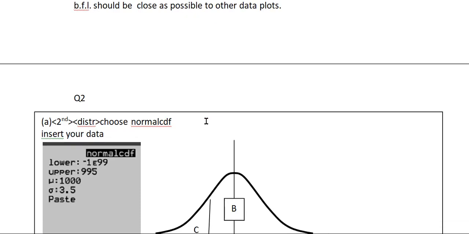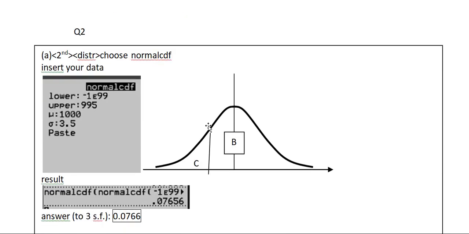Question 2. A company produces bags of sugar whose masses in grams can be modeled by a normal distribution with mean 1000 and standard deviation 3.5. A bag of sugar is rejected for sale if its mass is less than 995. Find the probability that a bag selected at random is rejected.